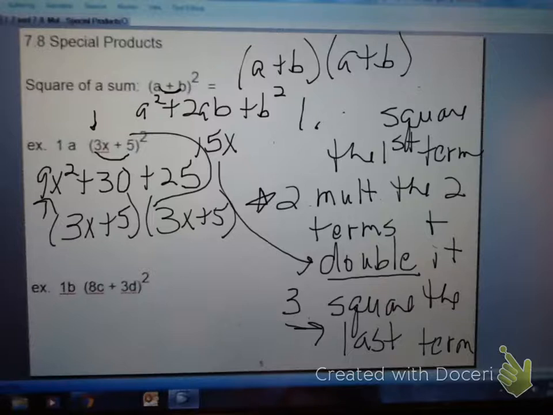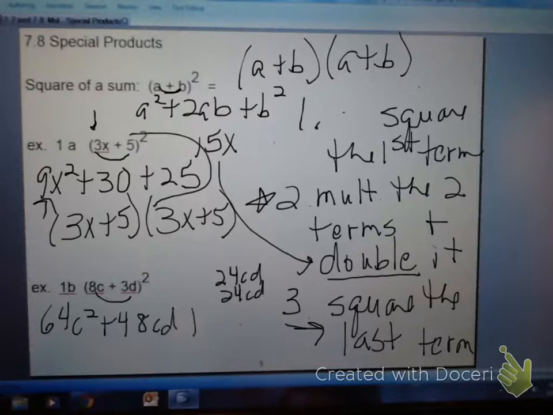Example 1b, square the first term. Multiply these two together. That's 24cd. Double it. Gives you 48cd. And square the last term. That's 9d squared.